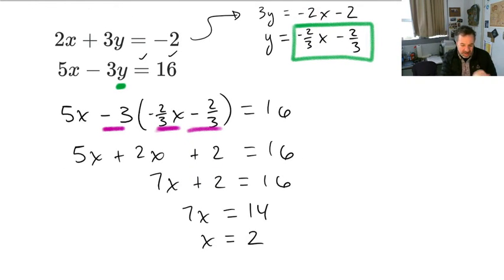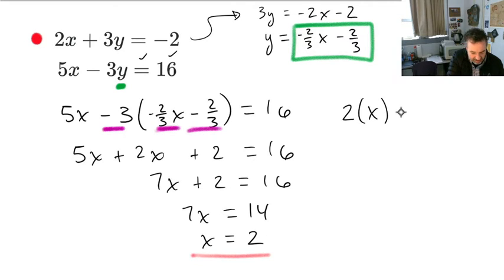Now, I can use any of the equations that I started with, the first one or the second one, to figure out what y is. I'm going to just arbitrarily decide to use the very first equation, right? I'm going to use that equation and the fact that I just know that x is 2 to figure out what y is. So taking that first equation with the red dot, I'm going to write 2 times x plus 3 times y. But I know that y is the number.